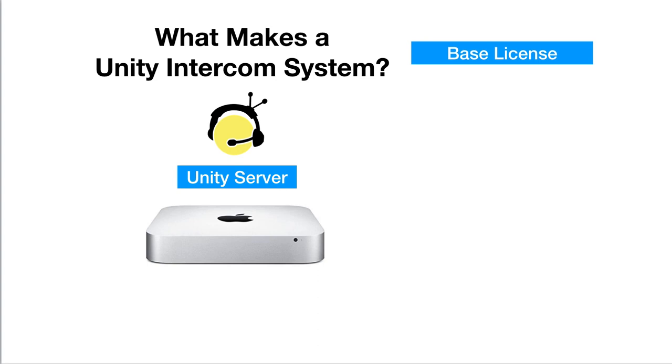The base license is essentially licensing the Mac. You're licensing the Unity Intercom server itself. So a base license comes with 3 user licenses. So that means that with the purchase of a base license, again, everyone has to buy that. That's where you start. You have 3 users that can actually log into the system. You would then, of course, need to buy more to go beyond that, which basically everyone does.